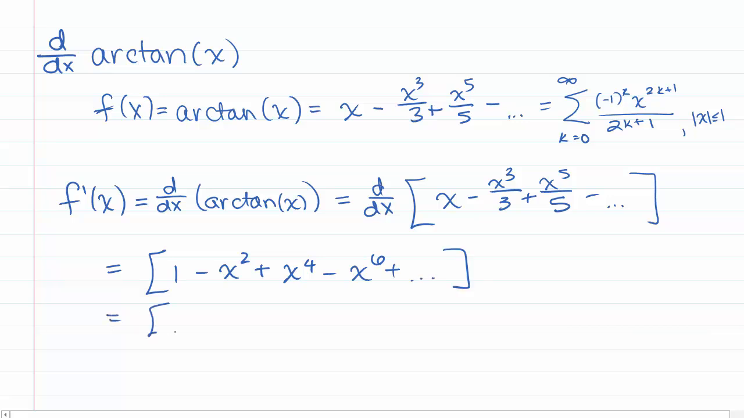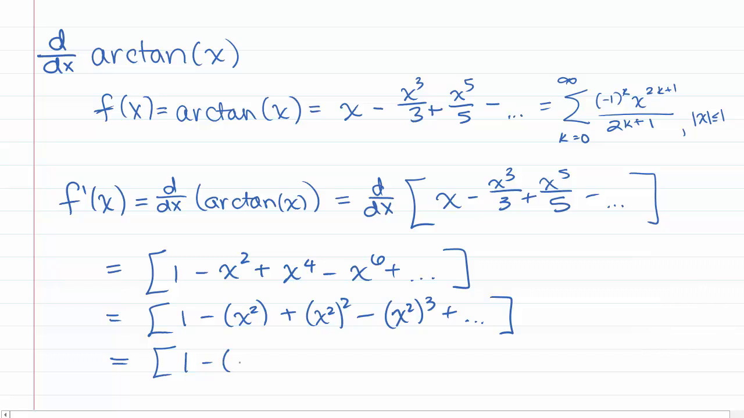Well, notice the pattern. This is 1 minus x squared plus x squared squared minus x squared cubed plus dot dot dot. So we're replacing x with x squared, and then we're getting power increasing by 1. And we're alternating signs. So this is a geometric series. Let's rewrite it one more time. 1 minus negative x squared plus negative x squared squared plus negative x squared cubed plus, notice now that we get our alternating signs because that negative comes out whenever that's to an odd power.